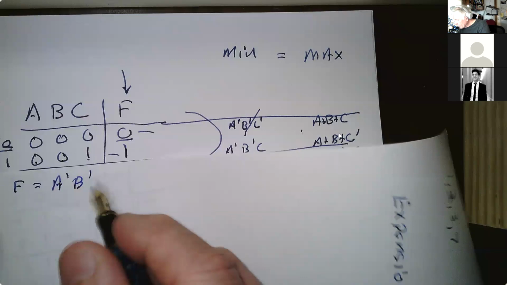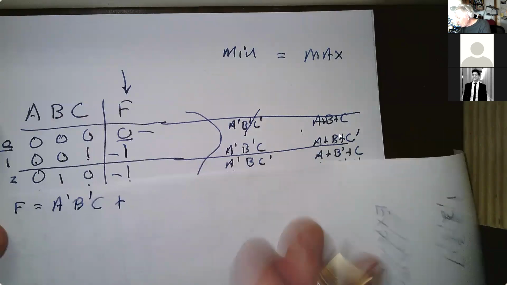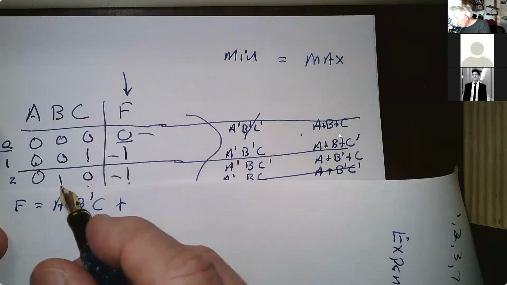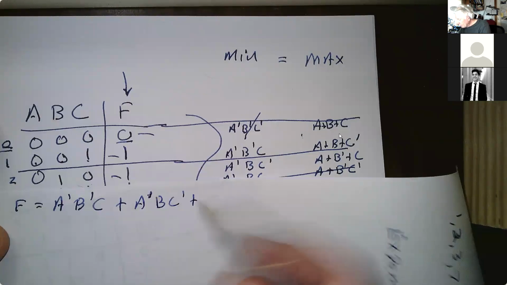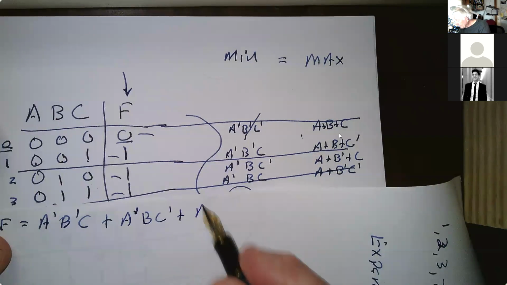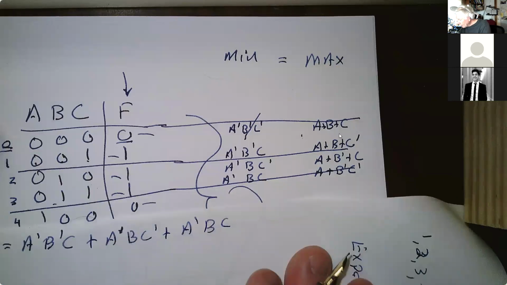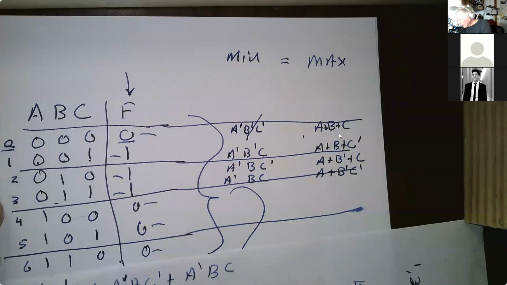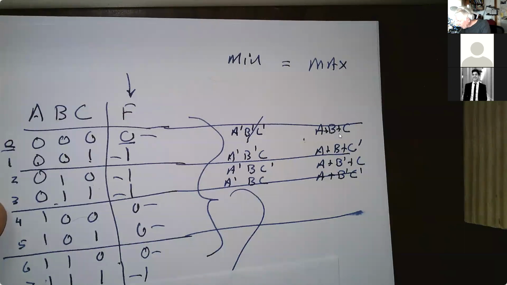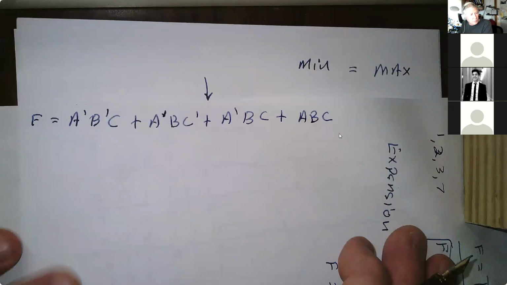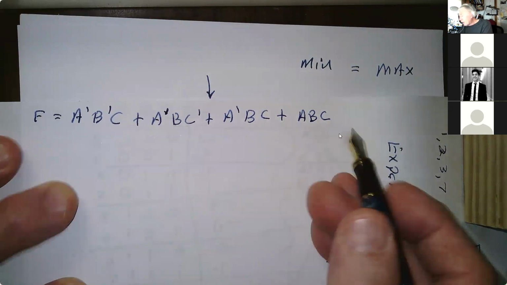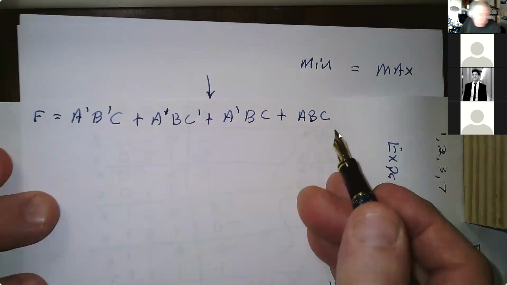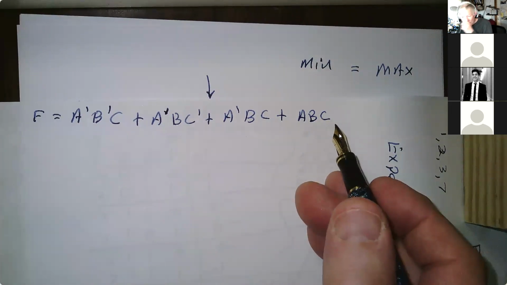I take row 1, not row 0, and this is going to be F equals A prime, B prime, C, plus this row where F is also a 1, A prime, B, C prime, plus this row, A prime, B, C. Not this row, because F is a 0, not that row, F is a 0, and finally this row where they're all 1s, so plus A, B, C. So my expression for F is A prime, B prime, C plus A prime, B, C prime plus A prime, B, C plus A, B, C. Now I can use some of the rules of switching algebra to simplify this, and I'll show you how to do that when we cover chapter 4.